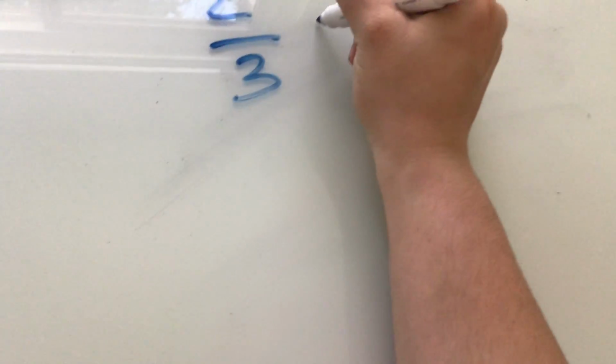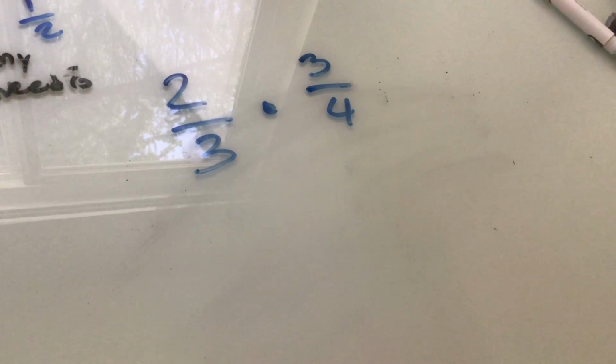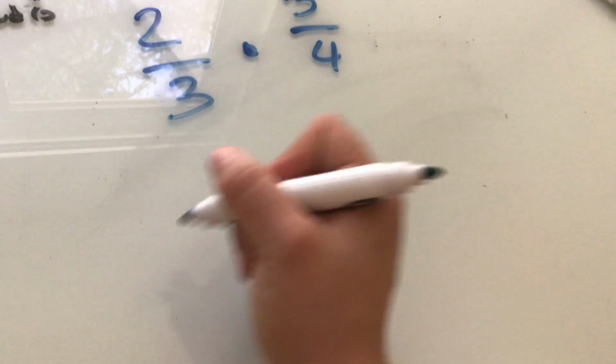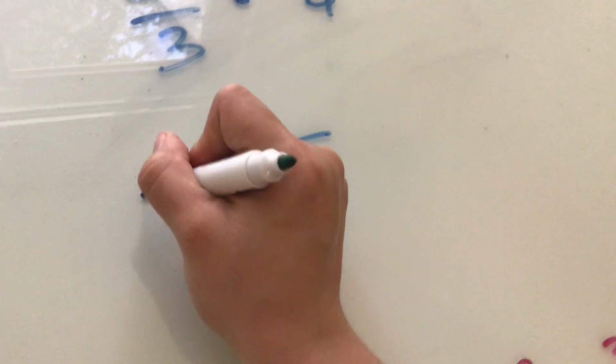Now the next problem we're going to look at is 2/3 times 3/4. Now for this method, of course, we're only using visuals, so we can't cross multiply. We can't do anything like that. We can't even combine them in any way. So yet again, we're going to use that area model.